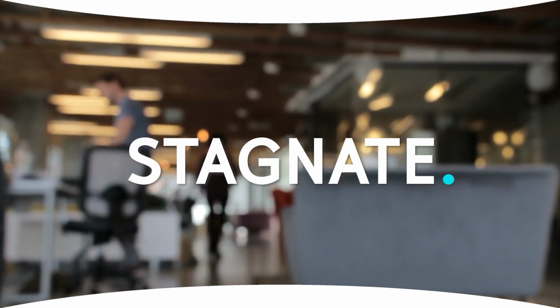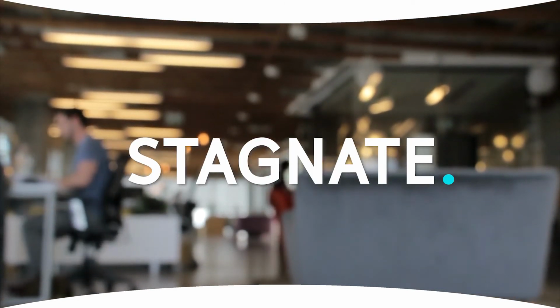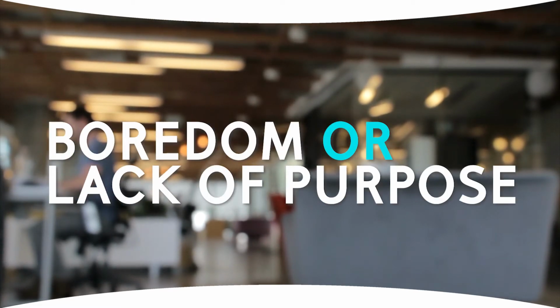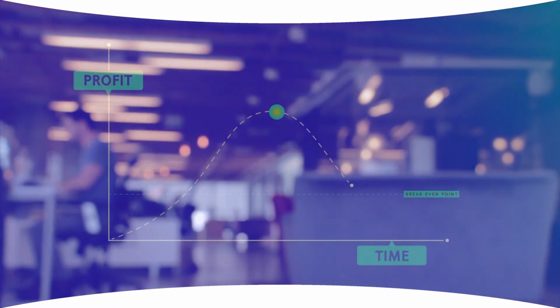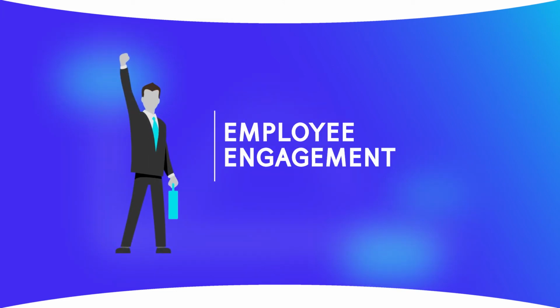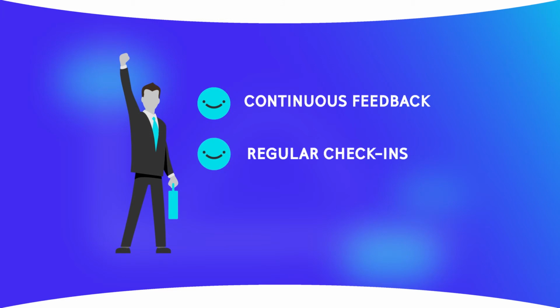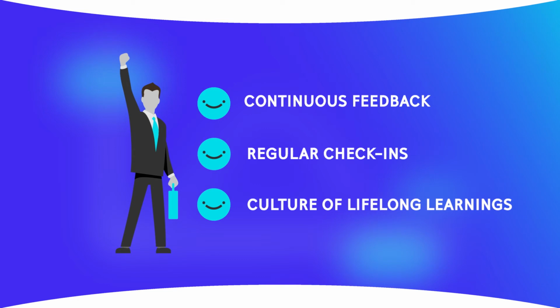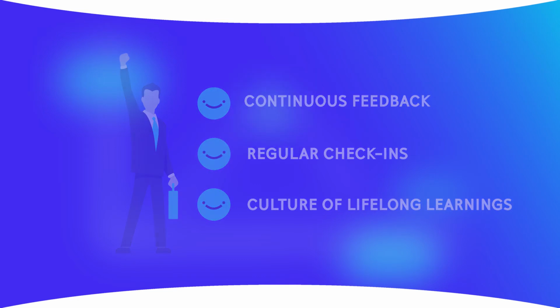It's not uncommon for an employee's role to stagnate or for training to become less of a priority as experience increases. This can result in boredom or lack of purpose, triggering a decline in performance and eventually an exit from the business. This decline can be prevented or turned around if employees remain engaged and constantly developing throughout their tenure. This is aided by continuous feedback between managers and their direct reports, regular check-ins as opposed to annual performance reviews, and fostering a culture of training and lifelong learning for all staff, regardless of experience levels.